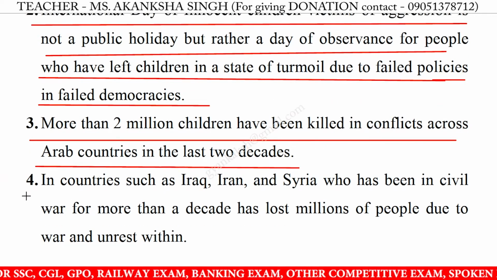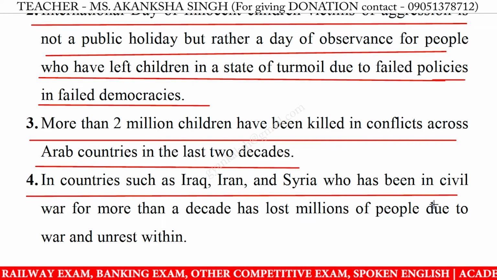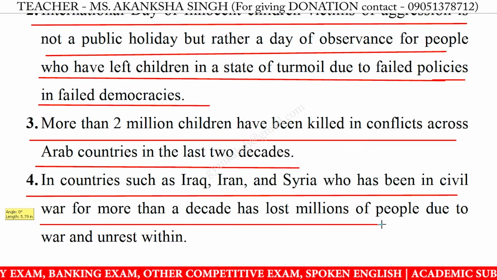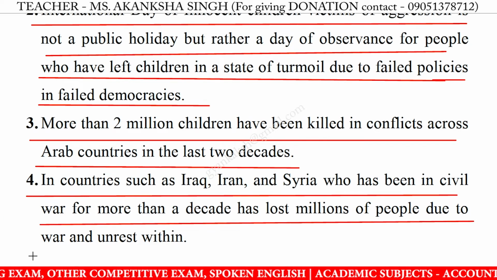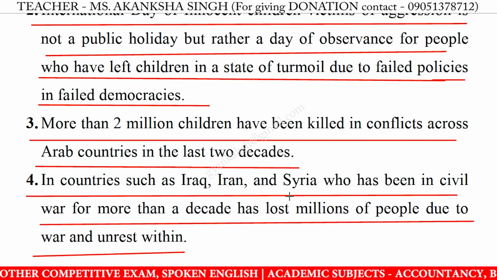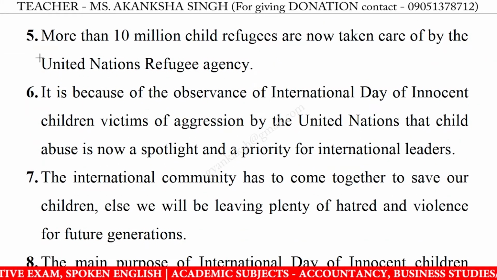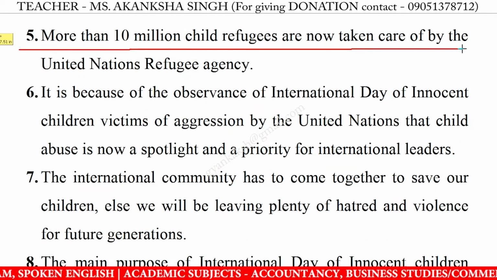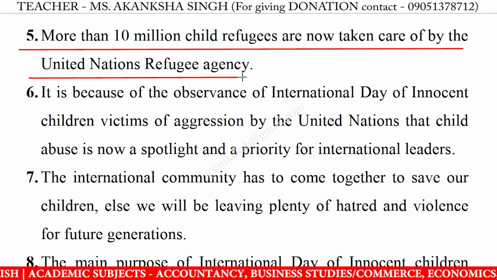Number 4. Countries such as Iraq, Iran, and Syria, which have been in civil war for more than a decade, have lost millions of people due to war and unrest within. Number 5. More than 10 million child refugees are now taken care of by the United Nations Refugee Agency.